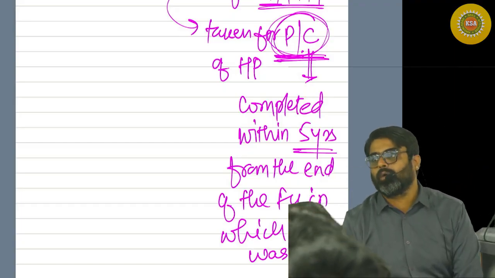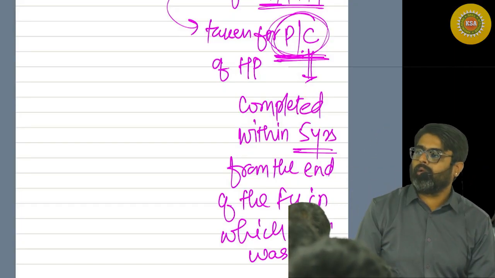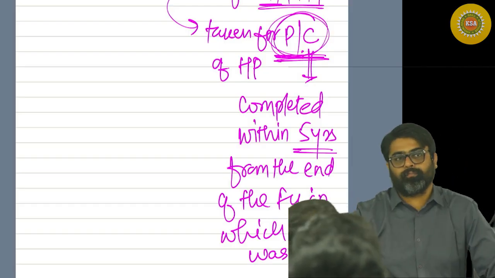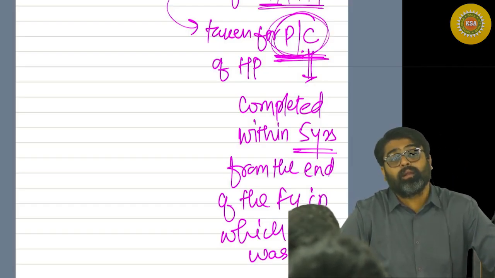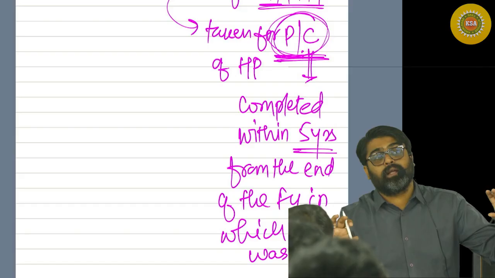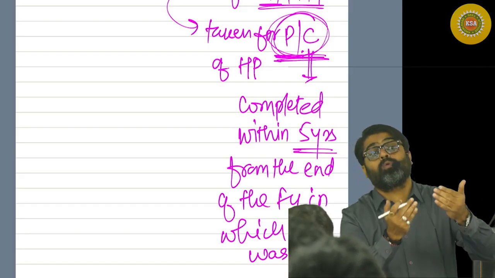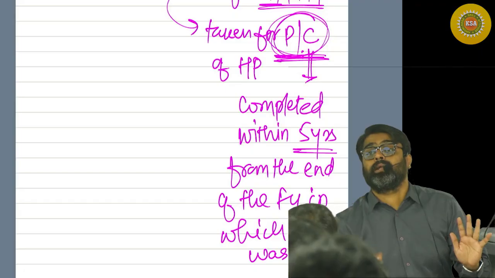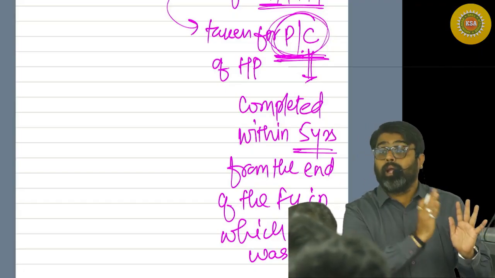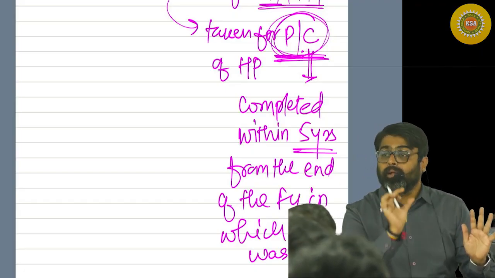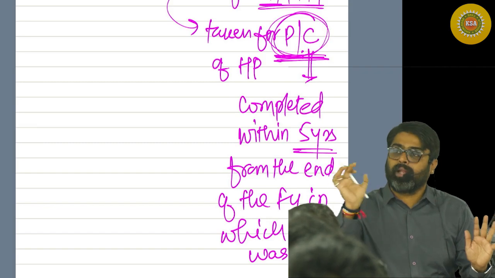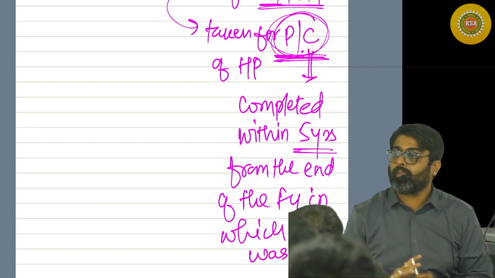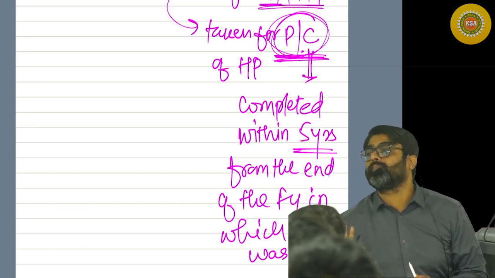Yes or no? If the loan was taken in 2018-19, what date the loan is taken? Date is not important. The loan was taken in 2018-19. So end of 2018-19 will be? End of 2018-19 will be 31st March 2019. Five years from that day.